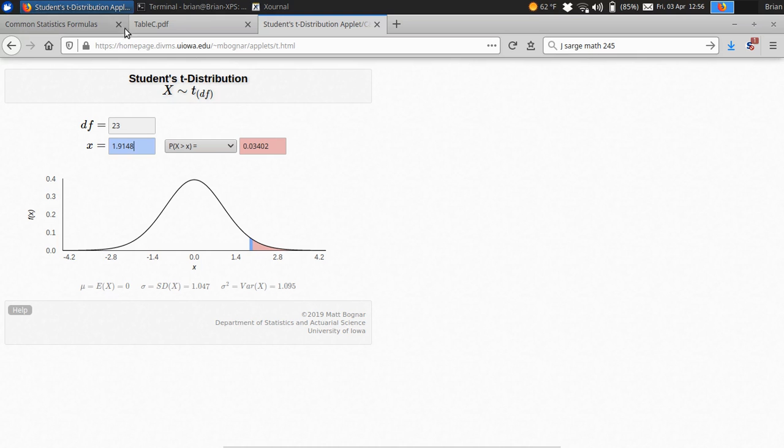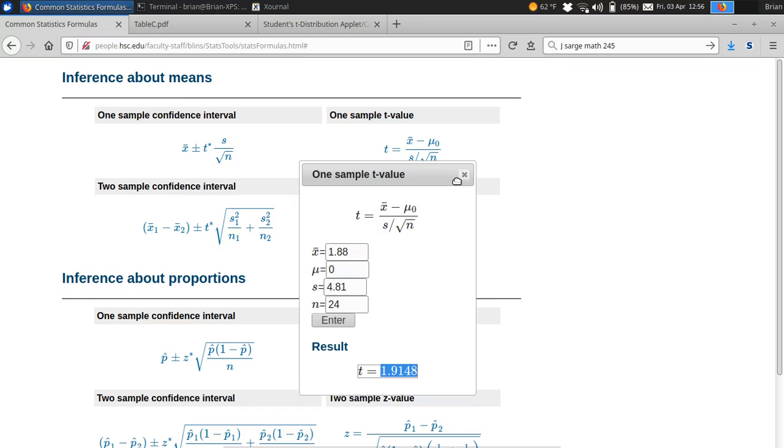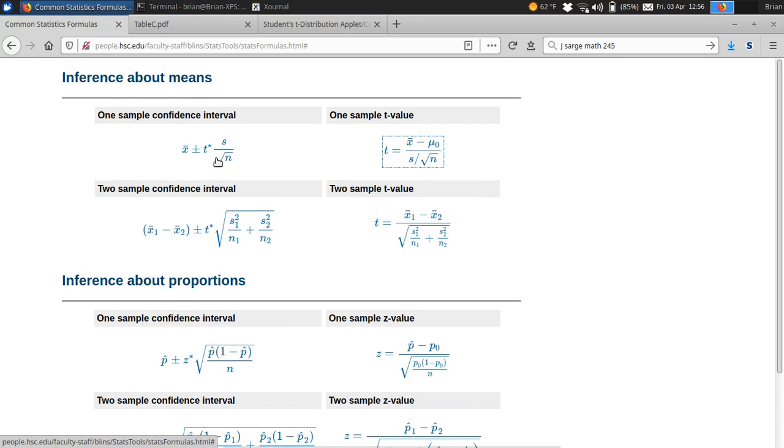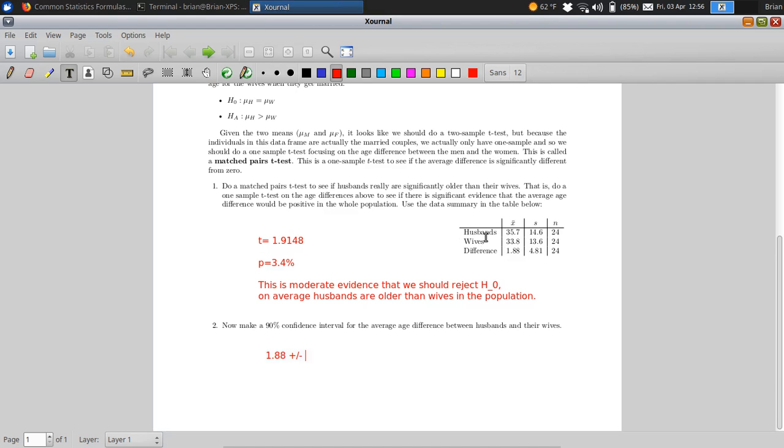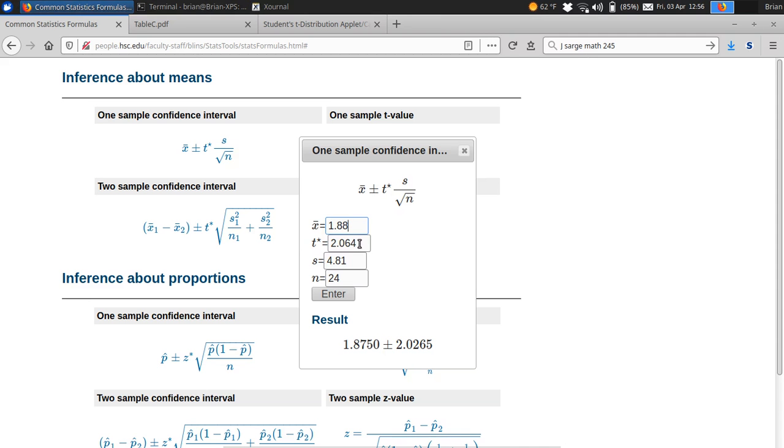And that's a formula we can actually just use this calculator here to do for us. So let me pull up the numbers. First of all, the number 1.88 is the right x bar because we're looking at the average difference, and that came right from this chart. And then I've got my t star. I've got to look that up. I've got the standard deviation 4.81 and the sample size 24. So I've already got those entered.